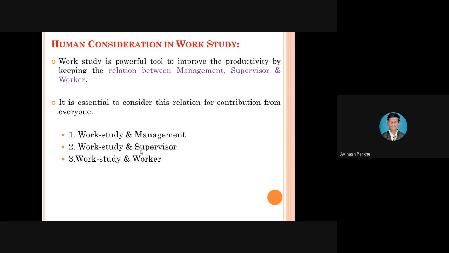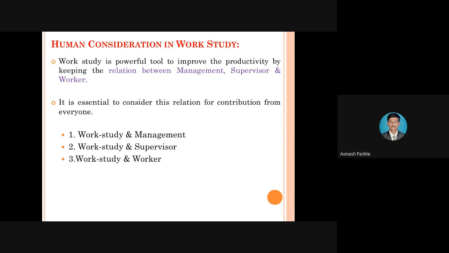Similar to the management, the supervisor also plays a very, very important role, because the supervisor plays an important role between the management and the workers. Some supervisors take care of the workers and introduce the new workers to the management, so the management can give additional wages and additional incentive schemes to the workers. But some supervisors are not focusing on the workers, they are only focusing on the output, but not on the workers' safety. At that time also, the workers cannot work in an effective manner.